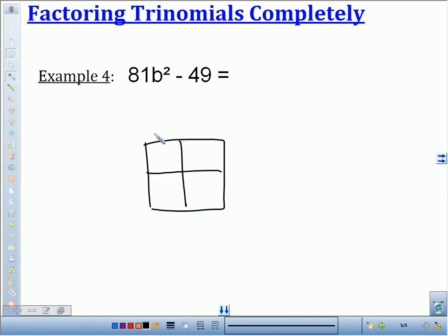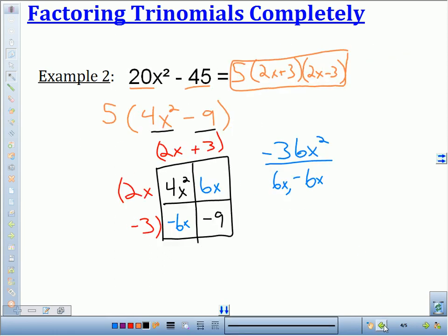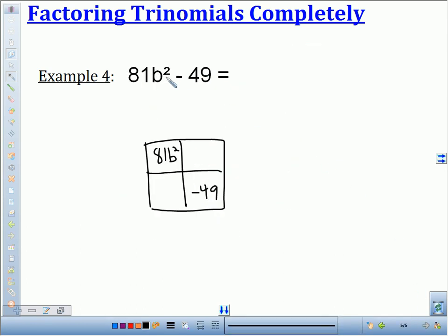So I'll draw my box. I'll put 81b squared in the first, negative 49 in the last. Now, we saw before when we did example number 2 that since the middle term isn't there, the numbers in these two boxes have to cancel each other out. That must mean that when I multiply these two together, it's a perfect square.